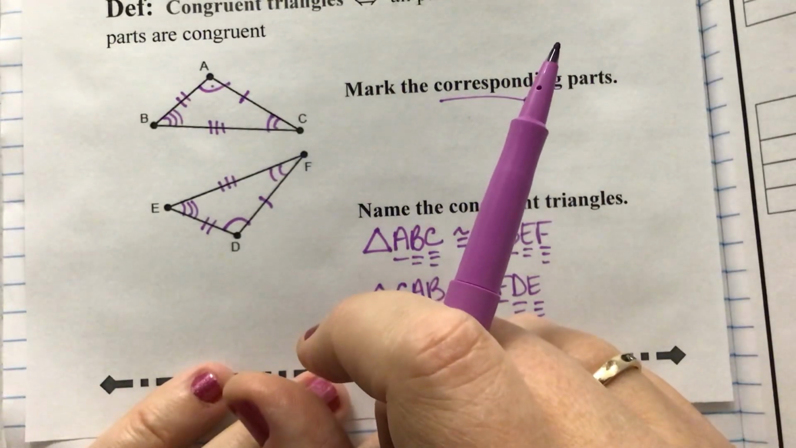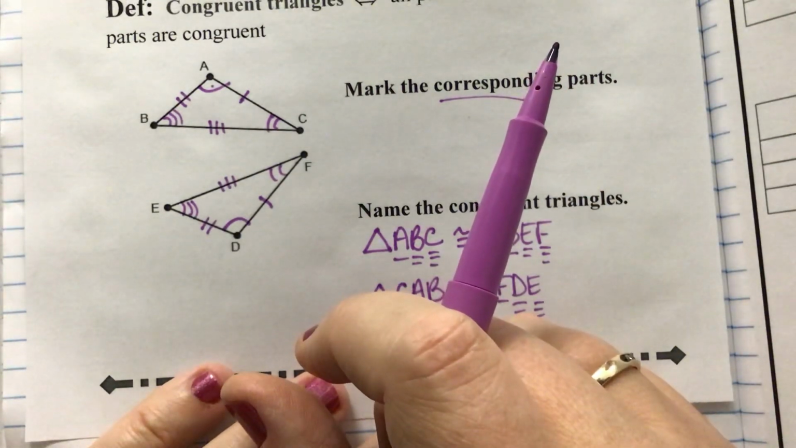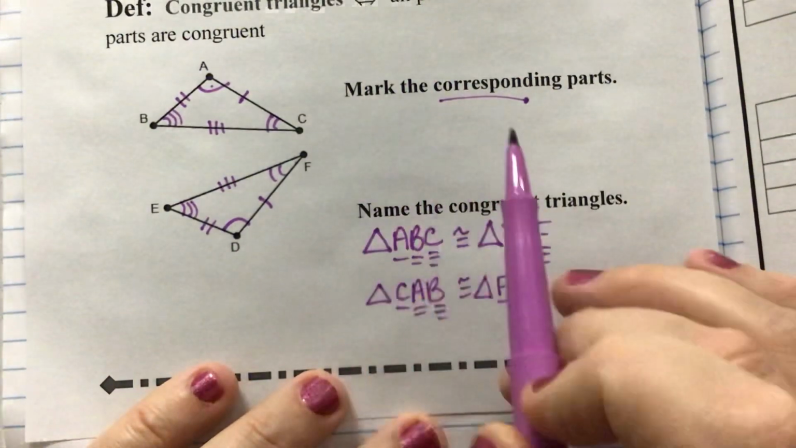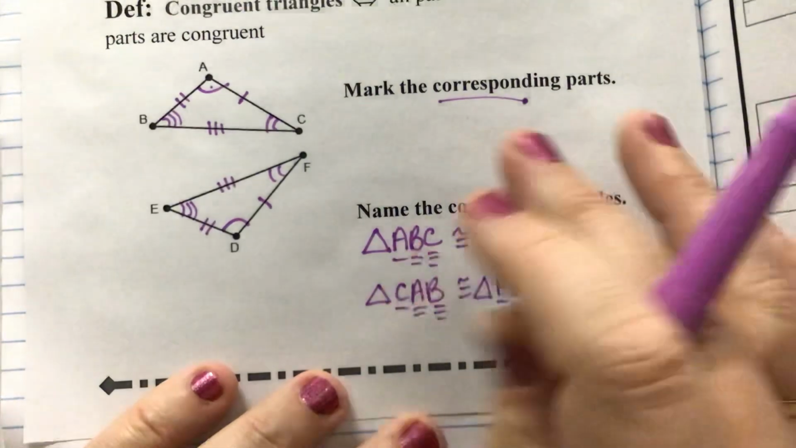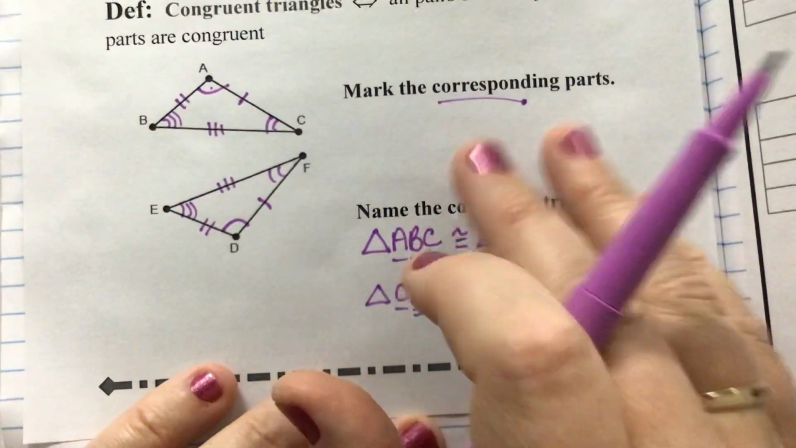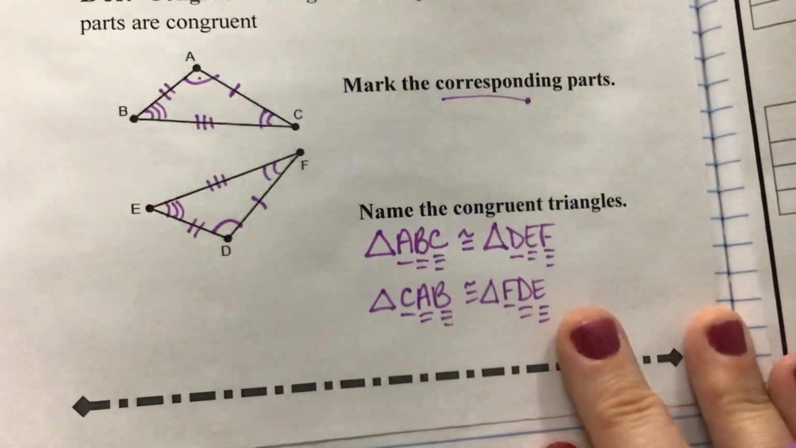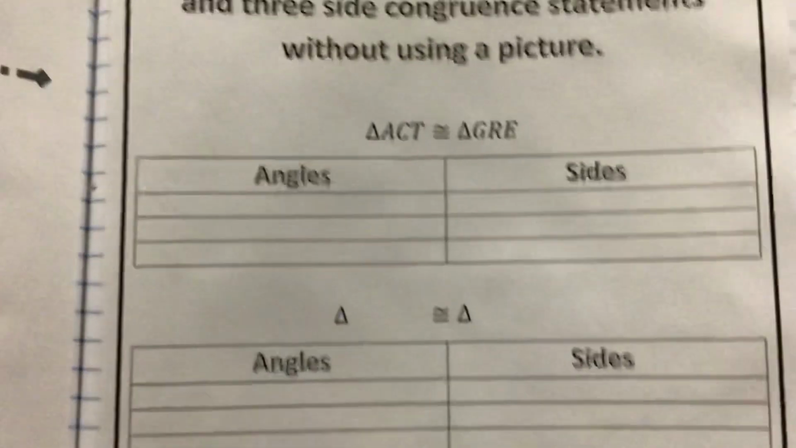Now, in the next lesson we're going to cover on Wednesday, whenever we meet again, we're going to talk about shortcuts to doing this. But right now, you've got all 6 pairs of parts congruent. Okay, questions on this side? Okay, let's go over to the other page then.